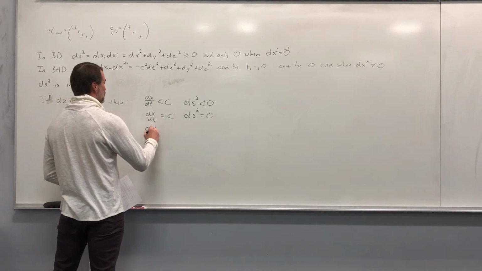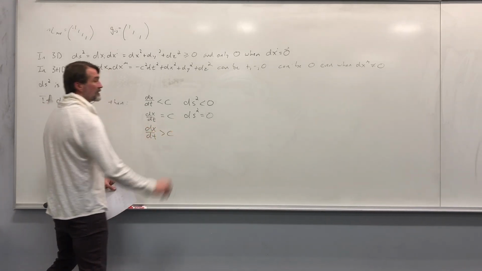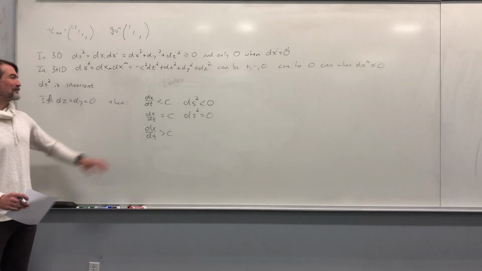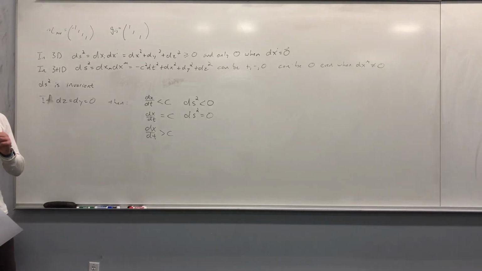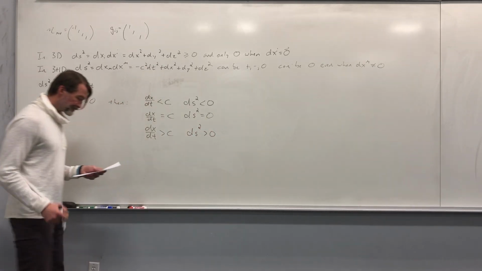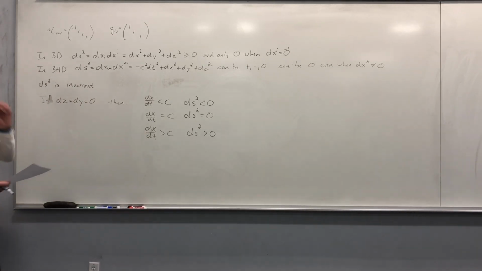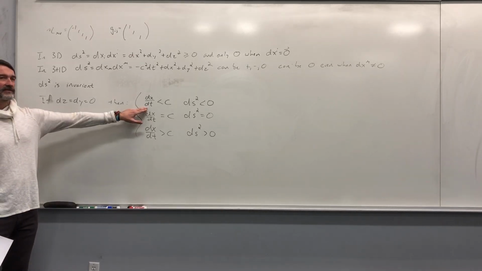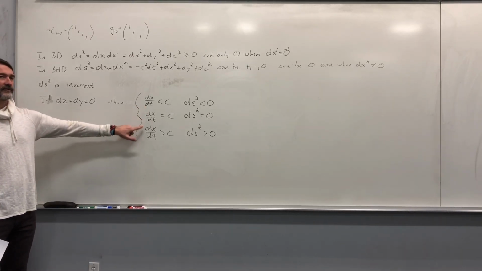And last but not least, what if dx over dt is greater than c? The other Henry. Joey. Physics is broken? Well, no, but what is it? Yes, for this, ds squared is greater than 0. We know certain things can do this, and we know nothing can do this.